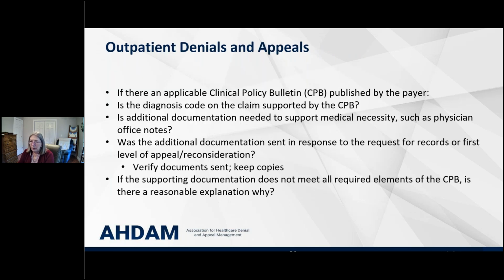Okay, so let's talk a little bit about outpatient denials and appeals. So we talked about clinical policy bulletins published by the payer. If there's a denial for a procedure, surgery, or a service, the first thing you want to do is look to see if there's a clinical policy bulletin that's been published by your payer. One of the things that I look at first is the diagnosis code that was submitted on the claim, and see whether that is included in the clinical policy bulletin, because sometimes that can be a quick, easy appeal to say that this diagnosis was covered or not covered by the clinical policy bulletin.